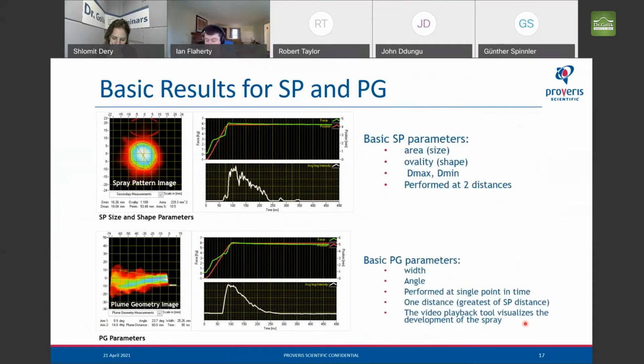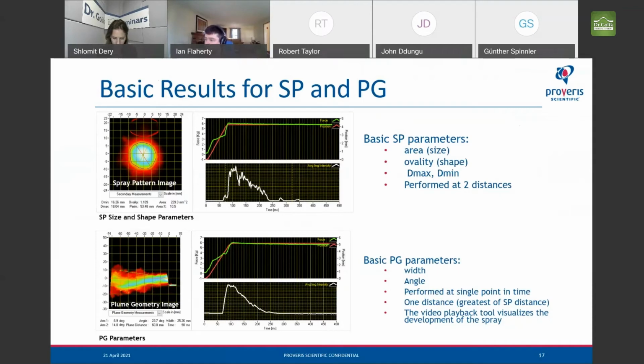So for a spray pattern measurement, your main data points are spray pattern area, so the total area of the pattern itself; the ovality, which is essentially how circular or how oval the pattern is, so ideally you want it to be 1, which would be a perfect circle; and then the max diameter and minimum diameter, which are used to calculate the area. This measurement is generally performed at 2 distances.